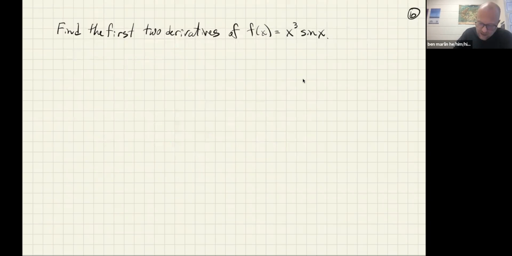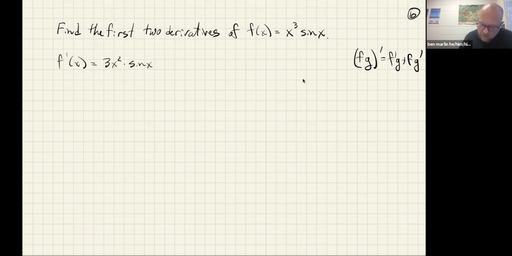All right. Let's see, example 6: find the first two derivatives of x cubed sine x. We're going to have to use the product rule to get there because we have two pieces. So our f prime of x, off to the side if you need it, (fg)' equals f prime g plus f g prime. So take the derivative of the first part, 3x squared, leave the second part alone. Plus, now leave the first part alone, take the derivative of the second part. And that is a perfectly fine way to leave it.